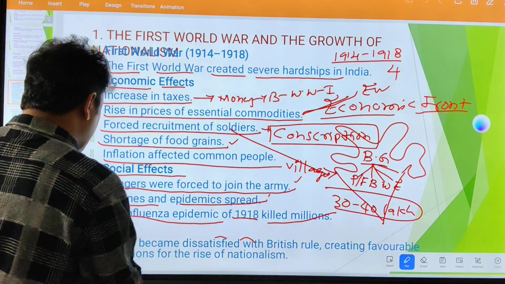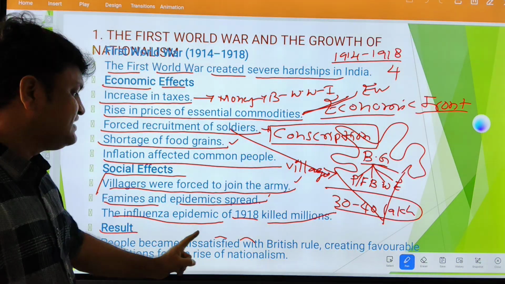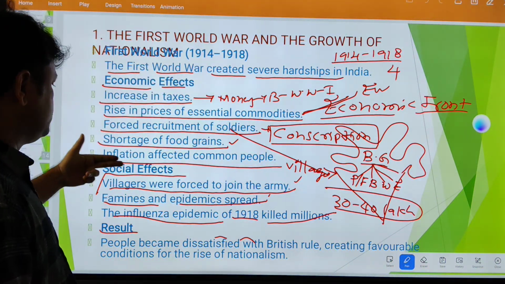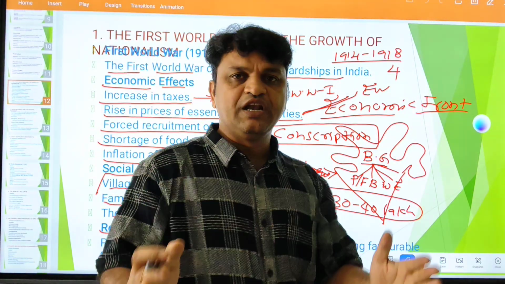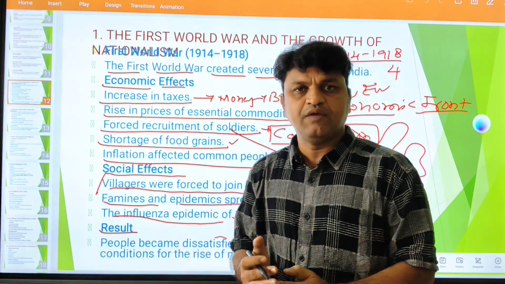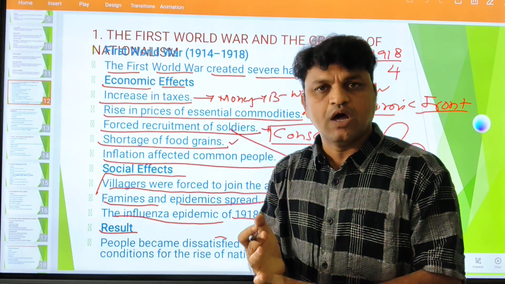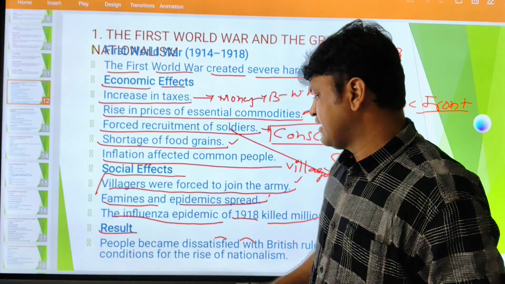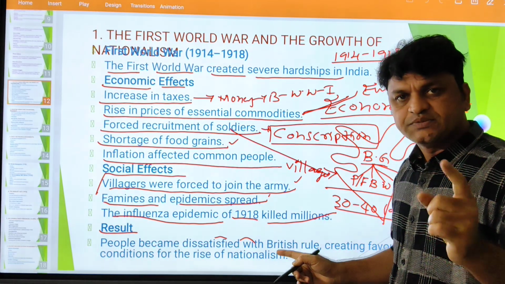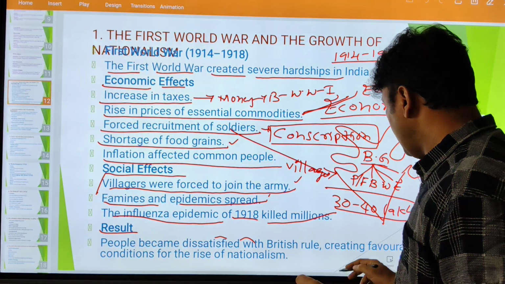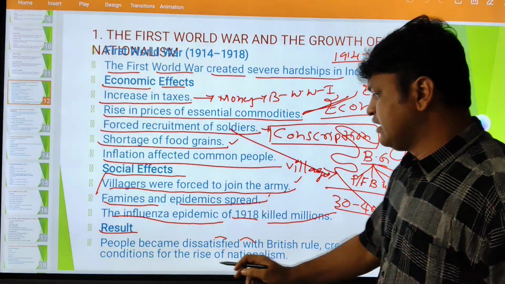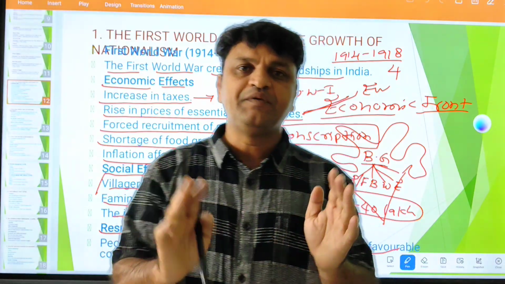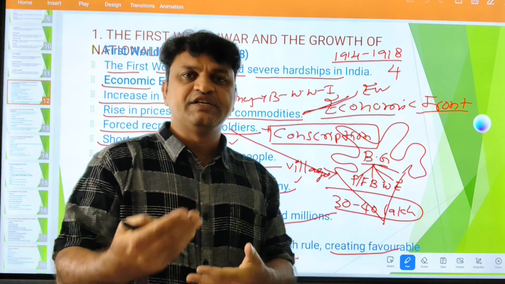Okay. So then, what is the result here? The people became dissatisfied because of all these factors: economic effects and social effects. The people of rural India, the people living in towns, and the people living in cities were entirely dissatisfied with British policies and British rule, creating a favorable condition for the rise of nationalism. This is the link between the First World War and the growth of nationalism in India.